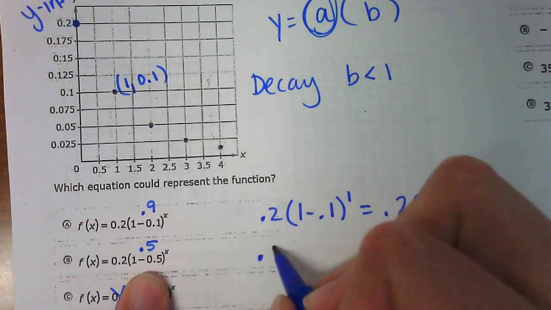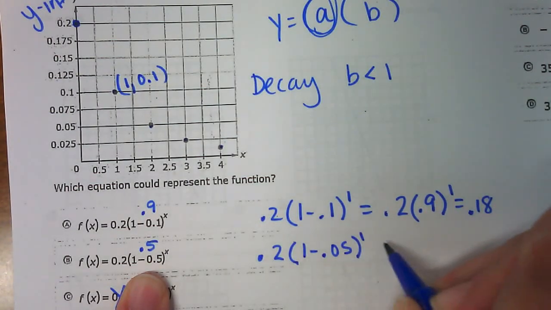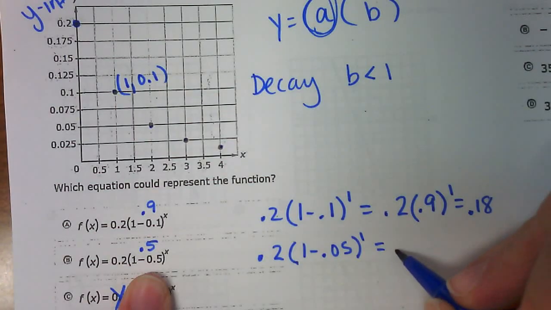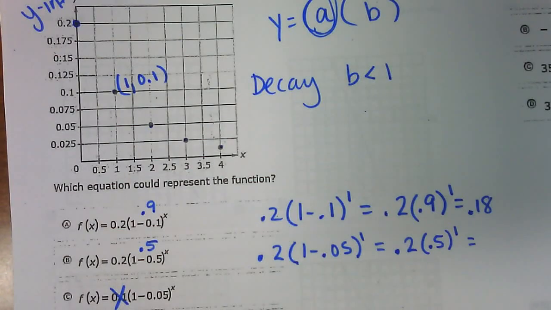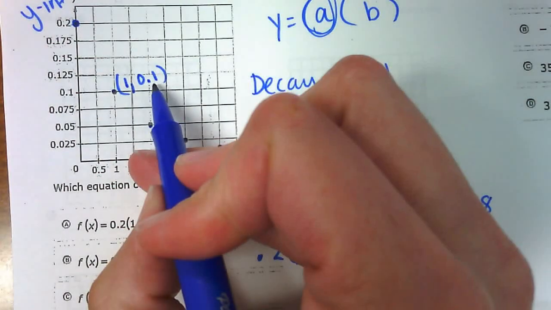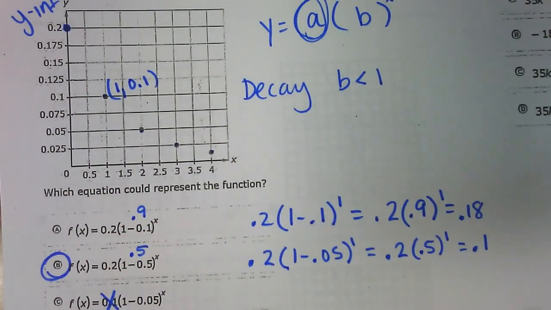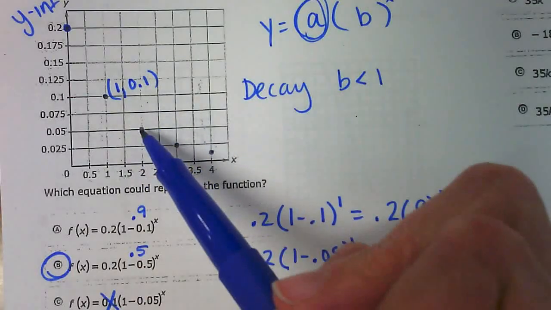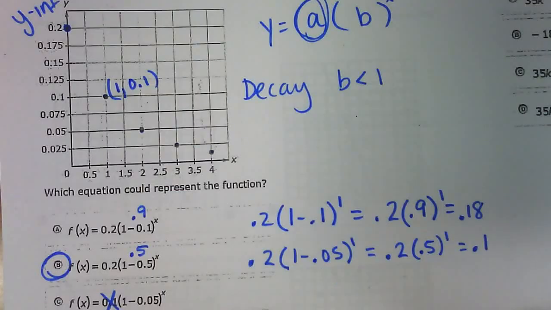For the next one, if I have 0.2 times (1 minus 0.05) raised to the first, I can type this into my calculator, and I can see that I do get 0.1. That was the answer I was supposed to get. So B is correct. So when in doubt, you can plug in coordinates for x and y. You plug in the x, you should get the y for your answer.